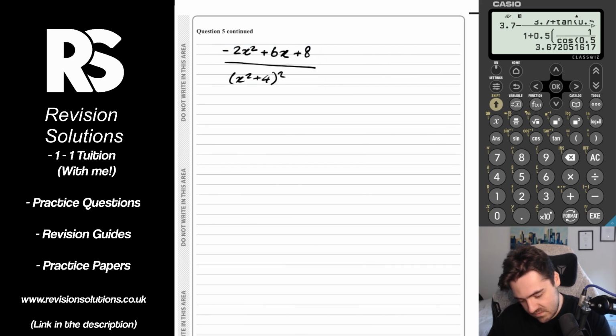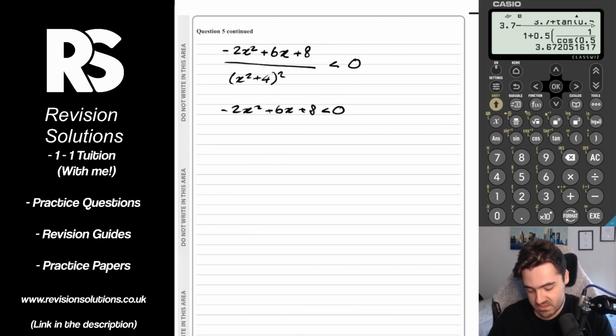We need to think, okay, well, when is this going to be less than 0? Well, first off, we can simplify the problem, because the denominator here is always positive because it's a squared quantity. So if the whole thing's going to be negative, but it's a positive in the denominator, the numerator needs to be negative. So we can simplify this just to minus 2x squared plus 6x plus 8 needing to be negative, which is just a standard quadratic inequality.